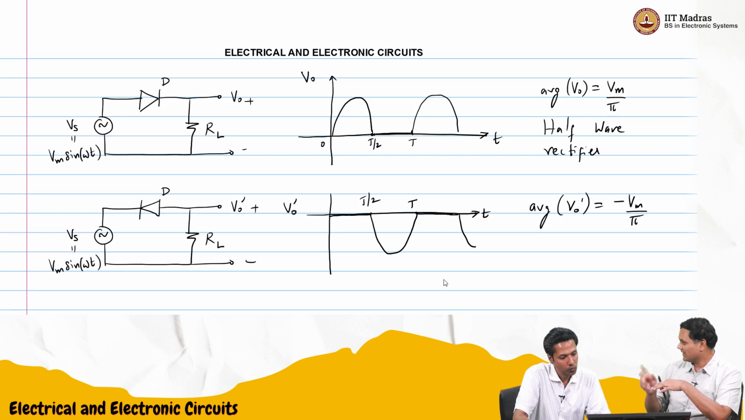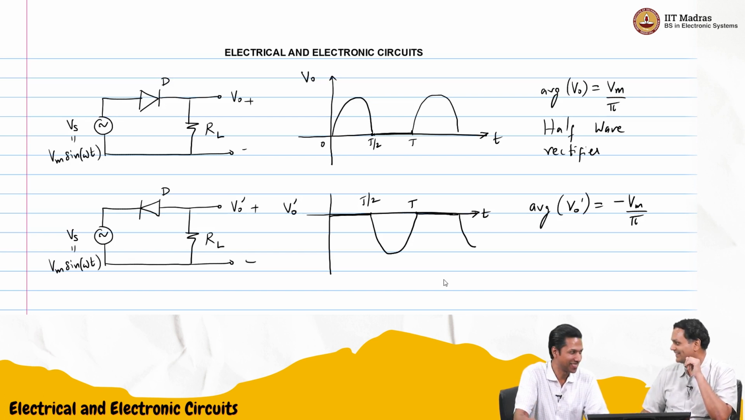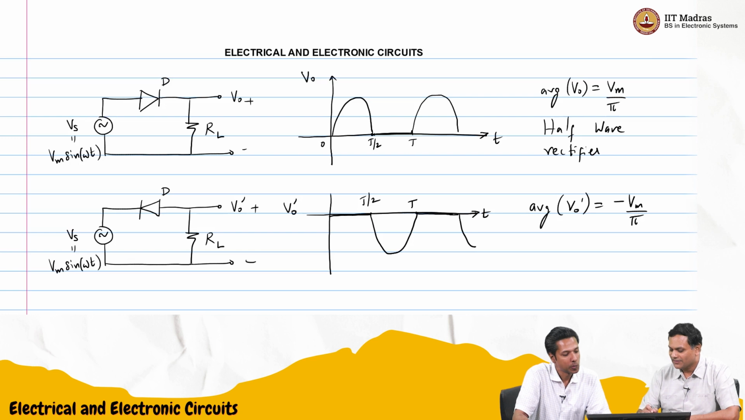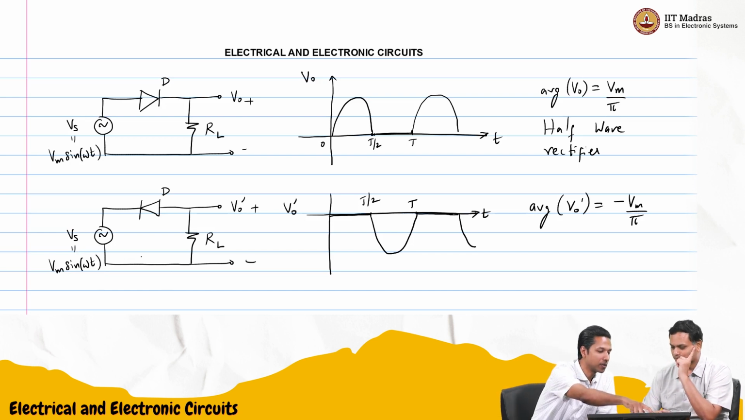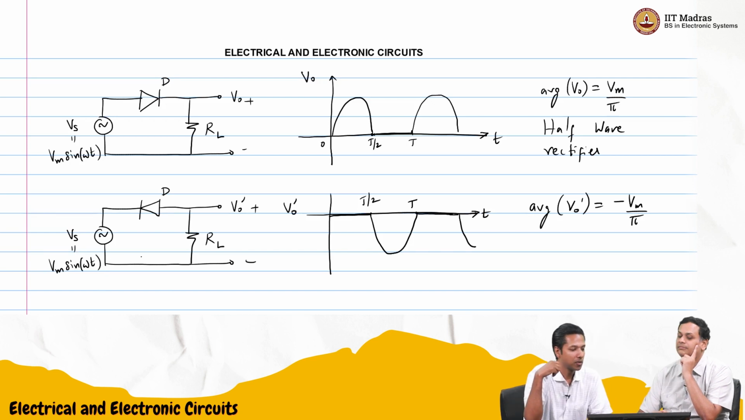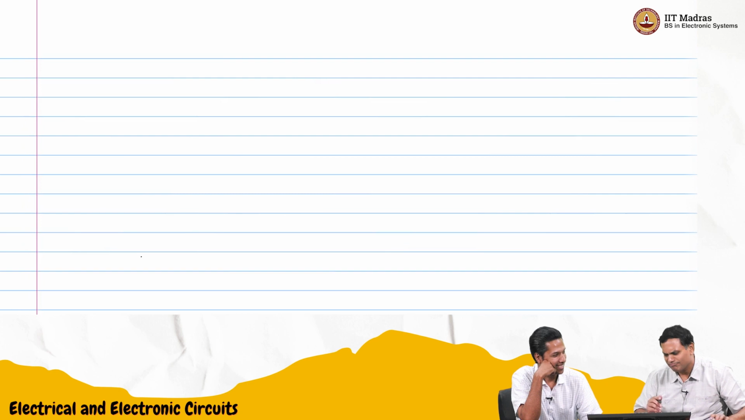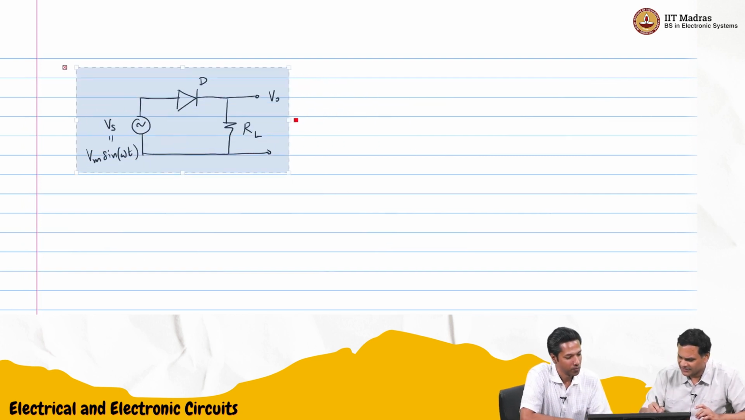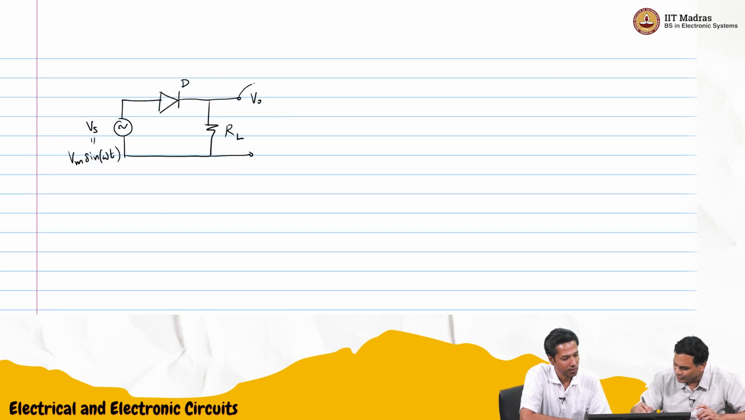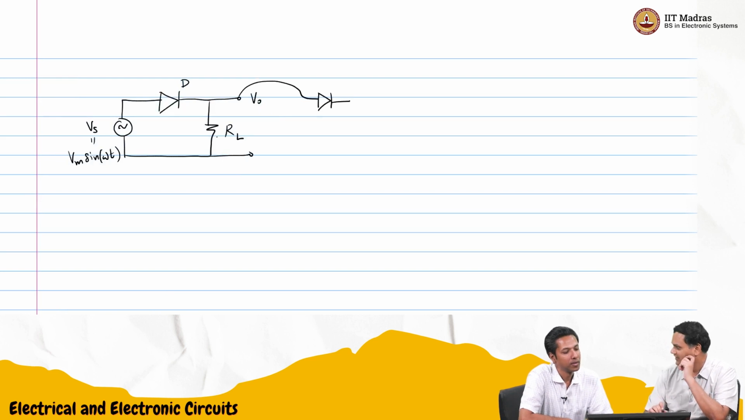We need to give a path for current to flow in both half cycles, and current has to flow in the same direction on both half cycles through the load. I think it's going to be difficult if we take RL connected directly to ground like this. Suppose I have another diode from the top, will it help? Let's try. If I complete this, it will just short circuit the load.